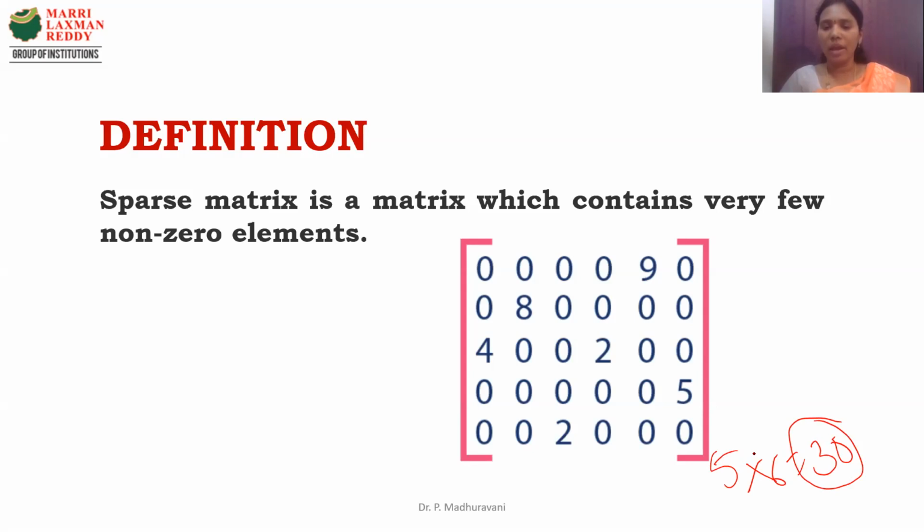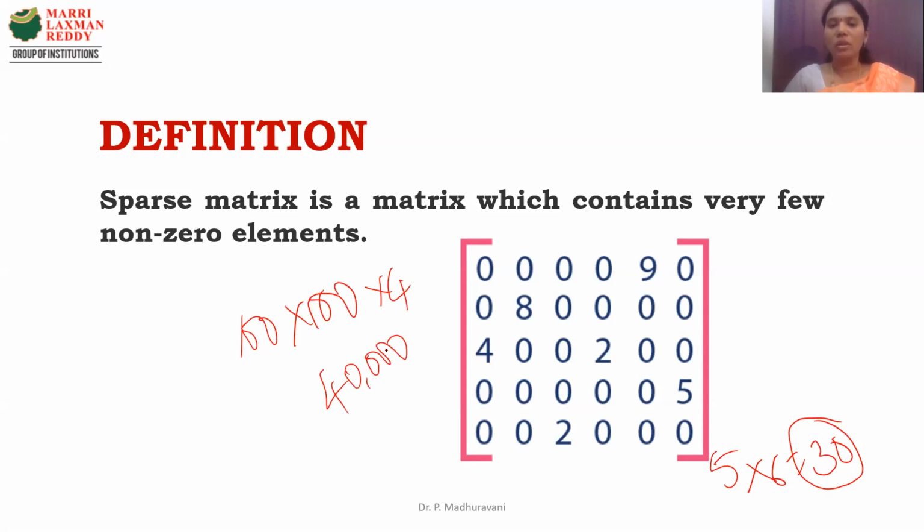Let's take a scenario where a matrix is of size 100 into 100. That means you are allocating memory for 10,000 elements. If each element takes 4 bytes, then you need to allocate memory for 40,000 bytes. In this situation, suppose this array is holding only 10 non-zero elements. In that case, you need to traverse the matrix 10,000 times to access the 10 elements.